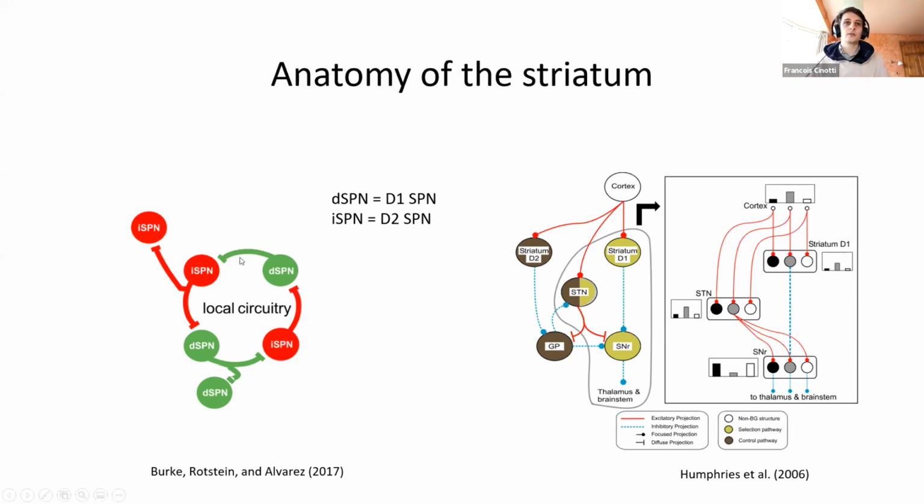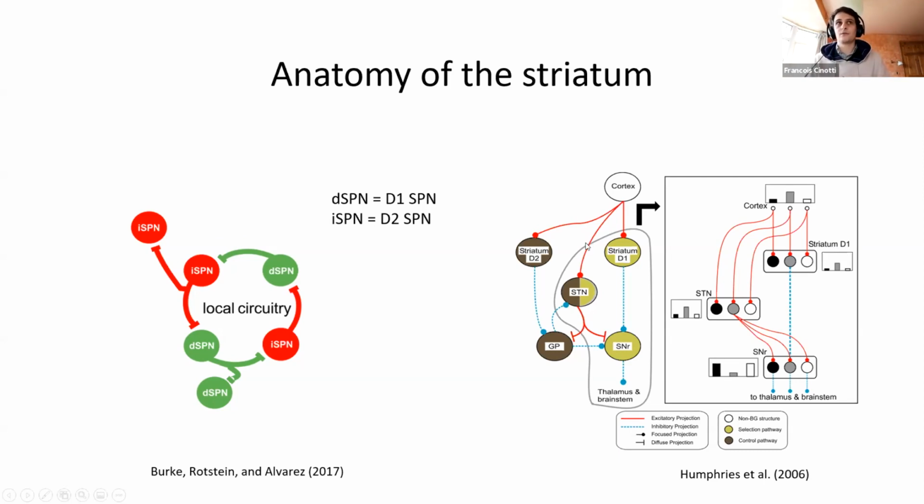And they fall into two different categories. You've got the indirect spiny projection neurons and the direct spiny projection neurons, based on their long distance targets. They're also known as D1 and D2 neurons, which is how I will refer to them throughout the rest of the talk, based on the type of dopamine receptor which they express in their membrane.